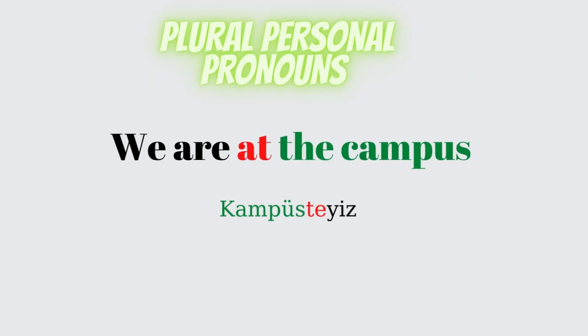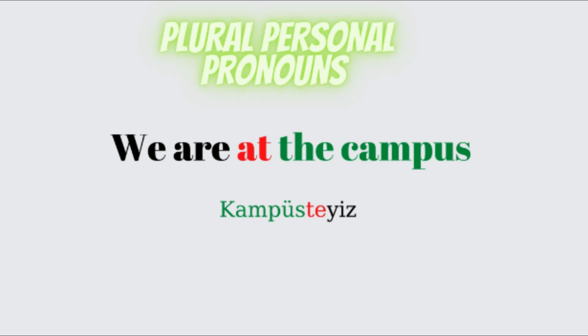Now we head to the plural personal pronouns. So we are at the campus. Kampüsteyiz. Here I have added the buffer letter ye between the e and i. And be careful here. In all the lessons, I am pronouncing the alphabets in Turkish. So between the e and i, we added ye, which is the buffer letter, in order to avoid the two vowels being next to each other.